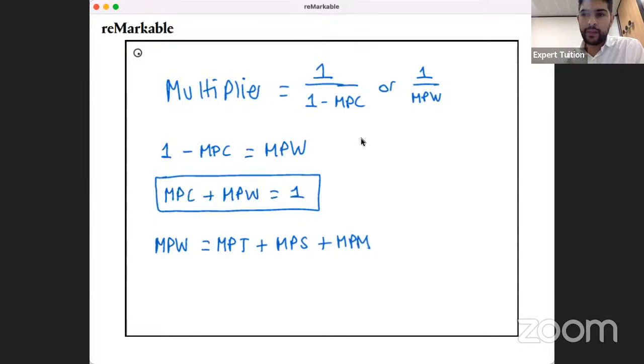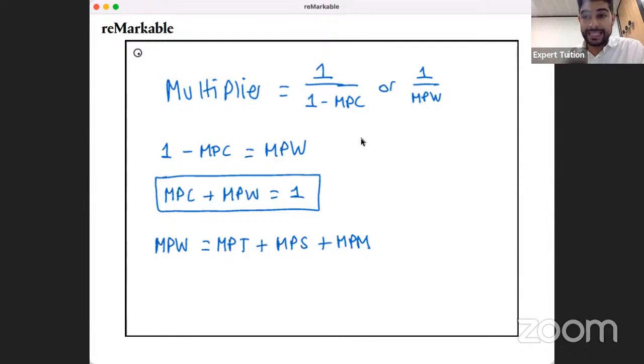Fine. Now think about it. The reason why MPC plus MPW must therefore equal 1 is because the concept of marginal propensity is literally for every additional 1 unit of income you earn, there realistically are only 4 things that you can do with your money. 1, you can spend it on goods and services in the economy. Well, that's MPC. 2, the government might take tax on that £1 that I've just earned, so that will be the marginal propensity to tax.